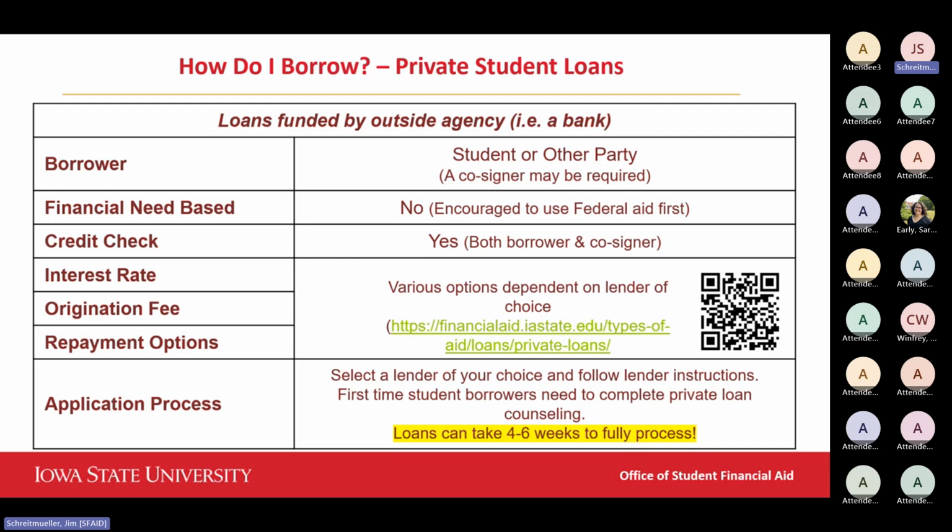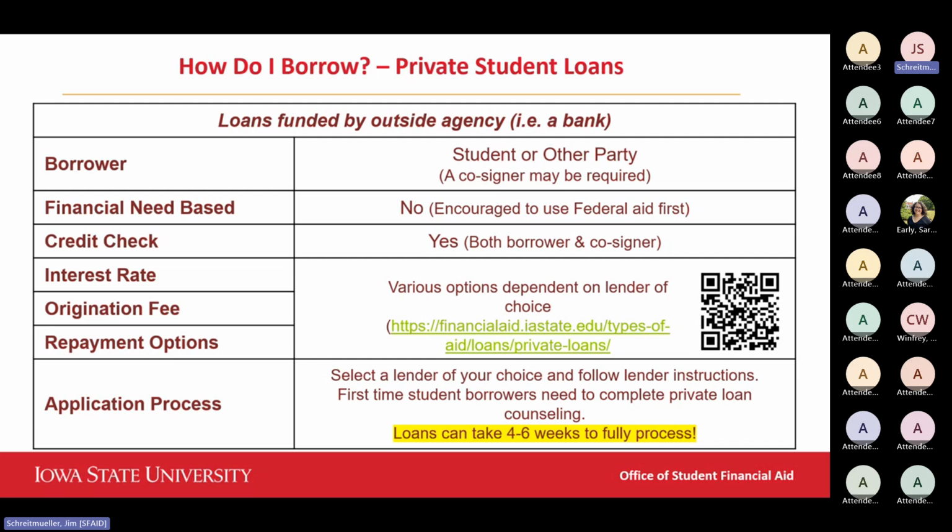And the main thing to know about private student loans is the application process can sometimes take up to 4 to 6 weeks to fully process, from you doing the application to the funds arriving at Iowa State and being ready to be applied to the university bill. So if you want to have it ready to go by that initial August 20th billing date, you probably need to apply within this next week or so.